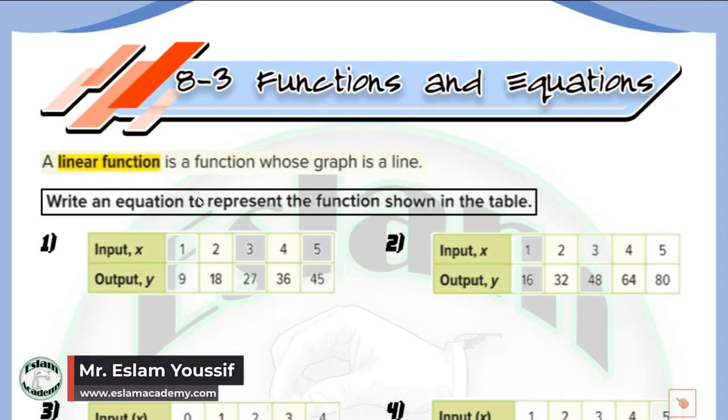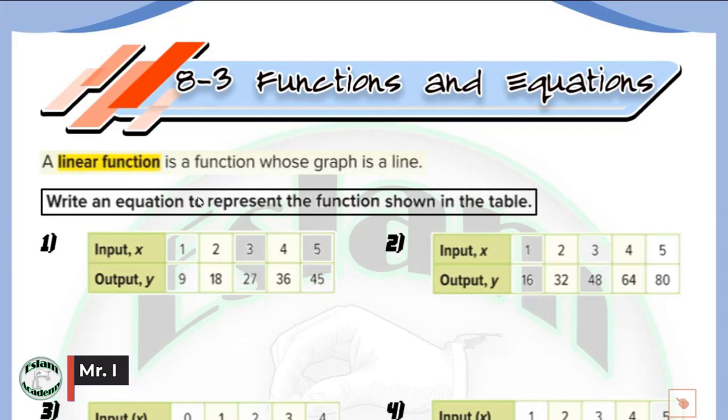In this video we are talking about functions and the equation. As we said before, a function is like a machine, or the relation between the input and the output. For each input there is exactly one output, and the equation is the equality of two terms. The left hand side is equal to the right hand side. The linear function is the function whose graph is a line.